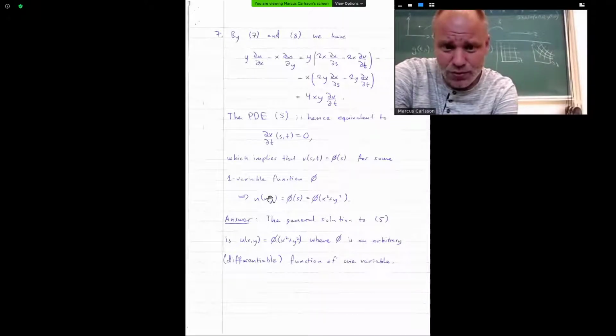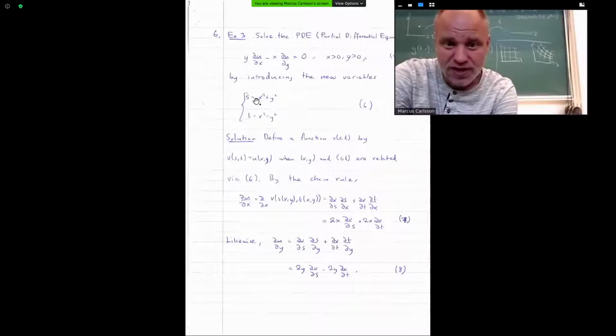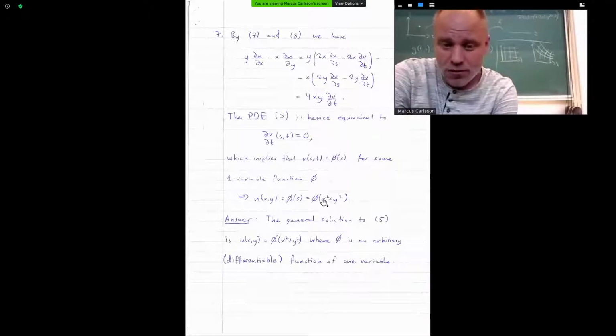So at the end of the day, we get that u of x and y is equal to v of s, t, which is phi of s, and s, we know what it is: x squared plus y squared. So basically what do we have here? Well, this is the radius squared. So we see that the functions that solve this equation, the original one, are radial functions.